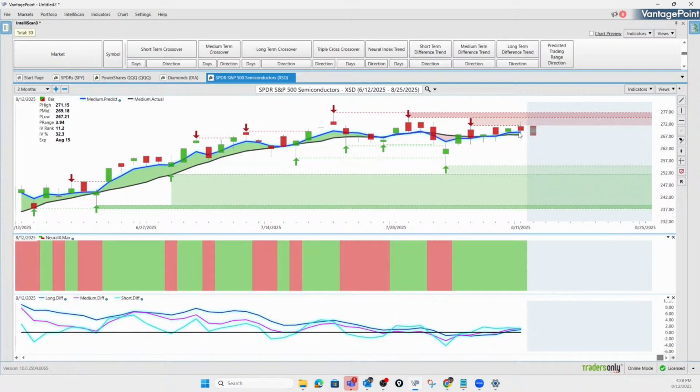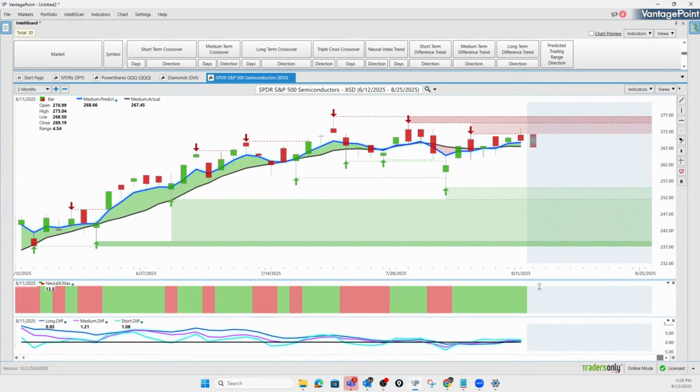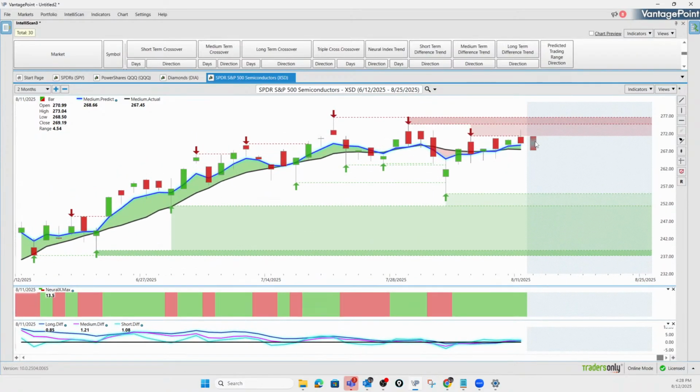So we have a green crossover, so bullish crossover, right? Indication of up. Neural index is bullish, and your predictive differences or the strength indicators are also bullish as well. A little bit of resistance right up here. So should you be a little bit more cautious? Sure. But using those predictive indicators, you can also better anticipate those market movements as well.